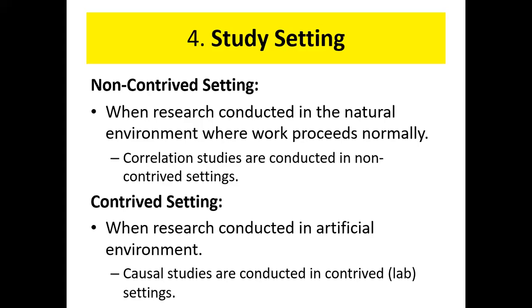Then the study setting. There are two: non-contrived and contrived. A non-contrived setting is when research is conducted in the natural environment, where work proceeds normally. The contrived setting is when research is conducted in an artificial environment. Causal studies are conducted in a contrived setting, like a lab experiment. So you have to mention the study setting, non-contrived or contrived.